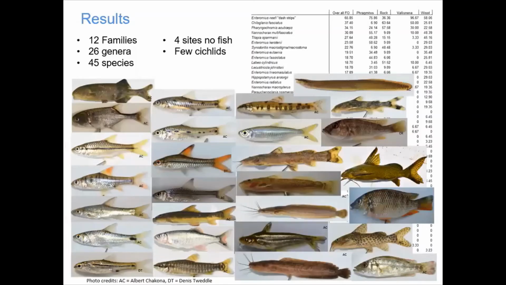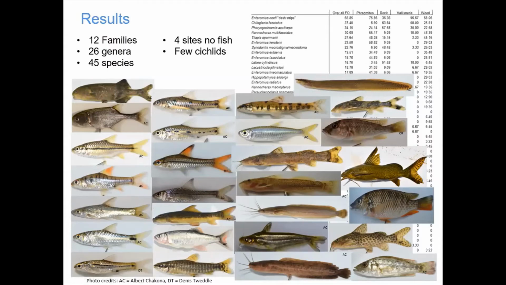Well, onto the results. From the 123 sites that were sampled, at 4 sites, no fish species were recorded. We sampled a total of 45 fish species, some of which are represented below, through 26 genera and 12 families. These include members of the family Mormyridae, Cyprinidae, Clariidae, Cichlidae, as well as Mastacembelidae.